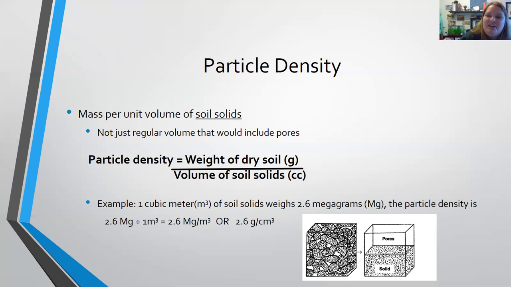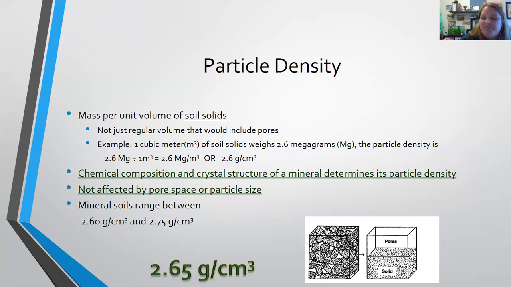They've actually gone around and measured the particle density of many different soils out there and basically found that most mineral soils range between 2.6 and 2.75 grams per cubic centimeter. So most of the time we assume that the soil has a particle density of 2.65.